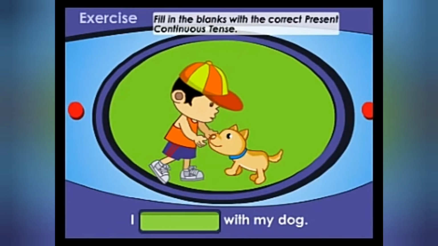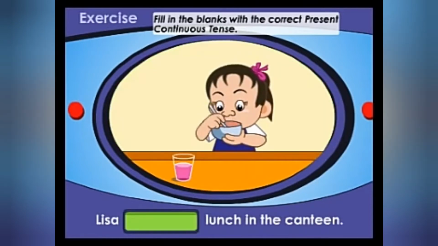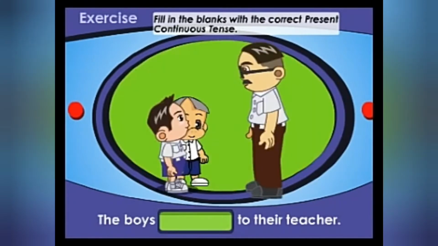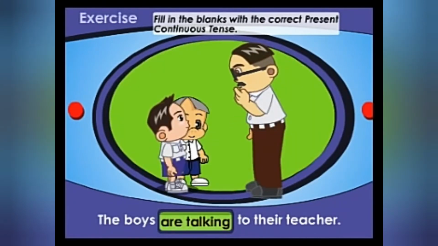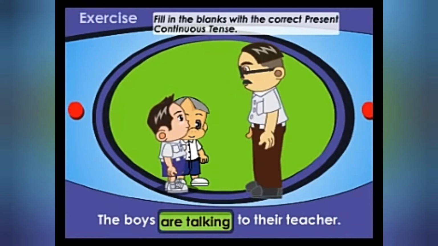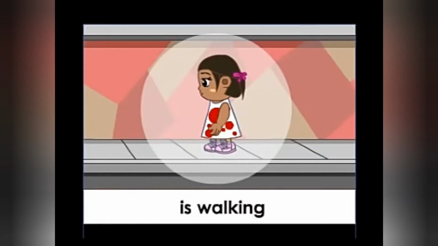So, here I dash with my dog. I am playing with my dog. Just like that, we have Lisa dash lunch in the canteen. Lisa is having lunch in the canteen. The boys are talking to their teacher. Till here, we have learned that the present tense has ing form with is, am, are. So let's have a look on some examples.